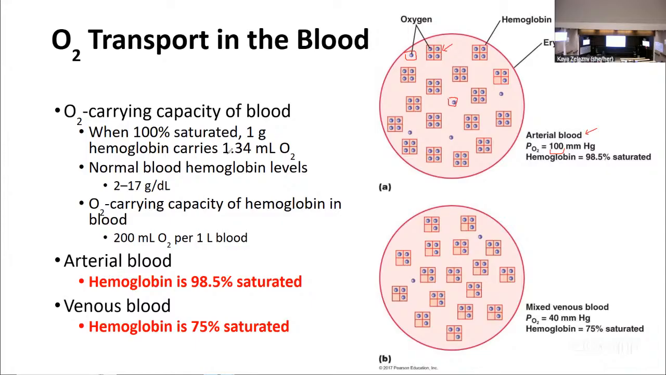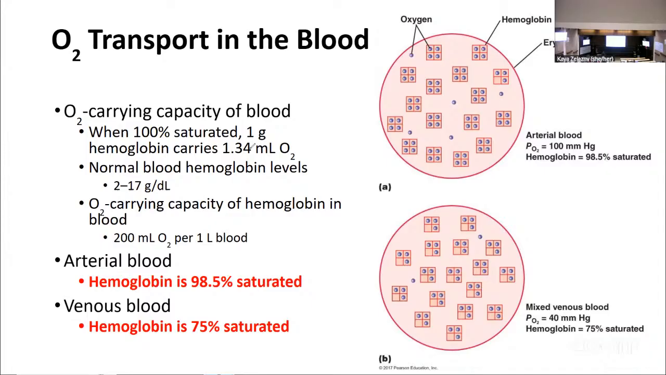Now, a normal blood hemoglobin level, I think you probably calculated out in physiology lab in A&P 1. So this is just a reminder. Our normal levels are going to be about 12 to 17 grams per deciliter, or we can think of it as 200 milliliters of oxygen per liter of blood. Of these numbers that we're going to potentially remember, if you were to remember one, probably this one. But in terms of our amounts, we just want to be thinking up and down for right now.